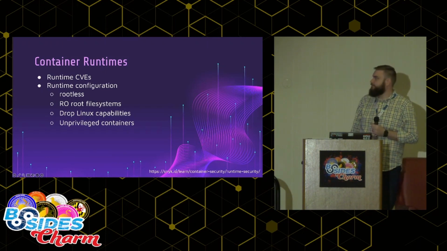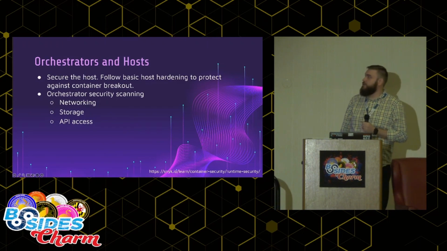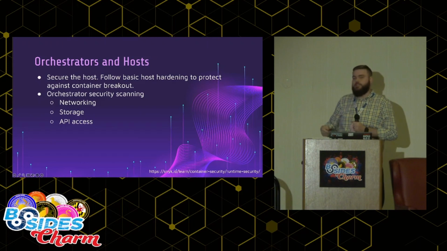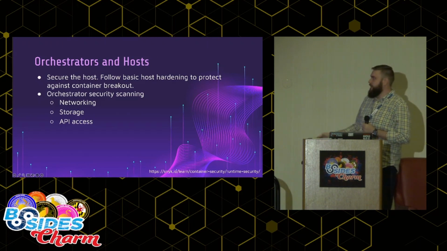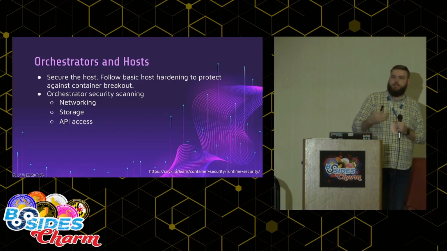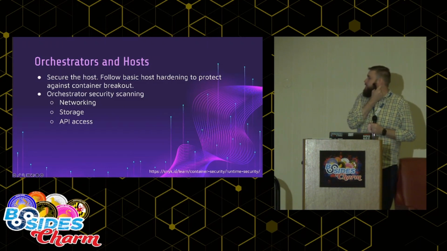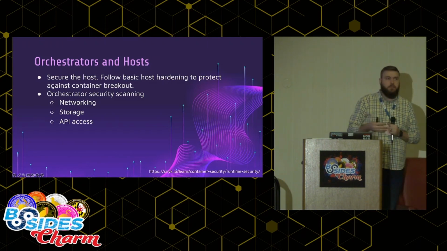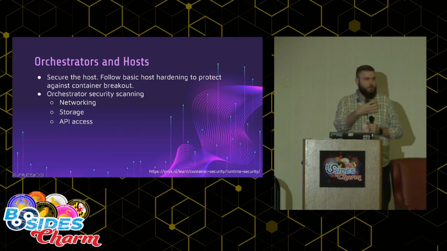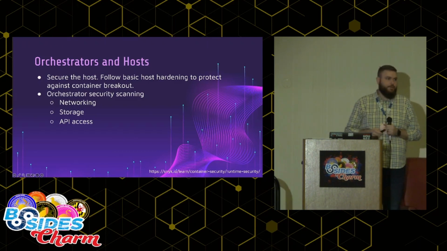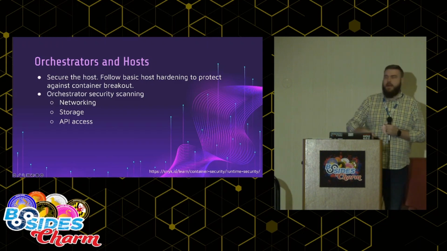Pretty simple there. And then in the orchestrators and hosts, again, kind of similar to the other one, this is really hand-in-hand. Secure your host, read-only file systems, things like that. Follow basic host hardening. It's really simple. Protect yourself against container breakout. Make sure you do security scanning within an orchestrator. Again, now we're talking about Kubernetes, things like that, OpenShift. Make sure you're scanning that environment itself, the actual orchestrator, the API environment.